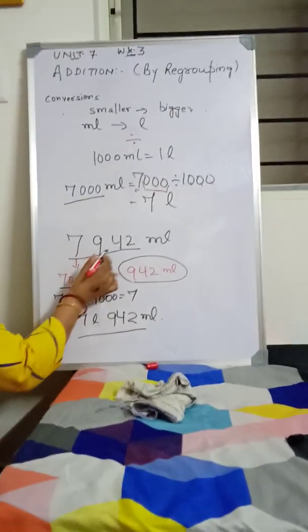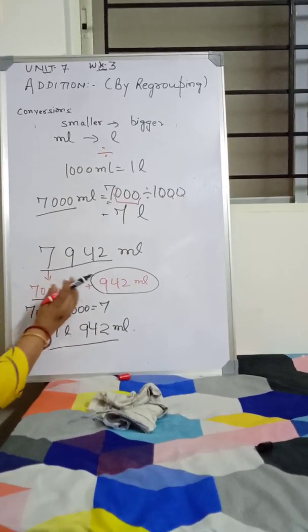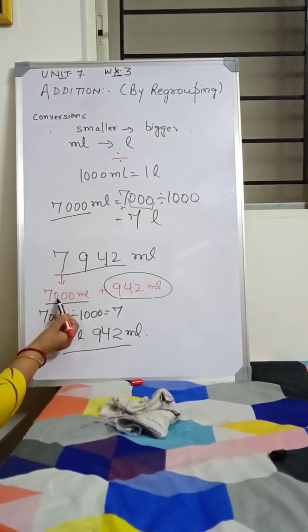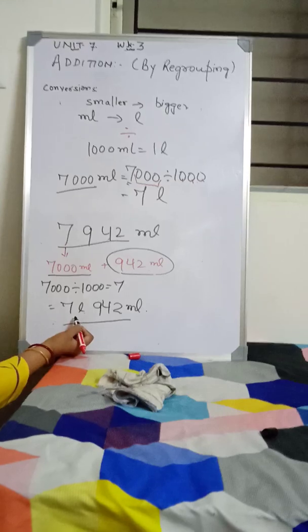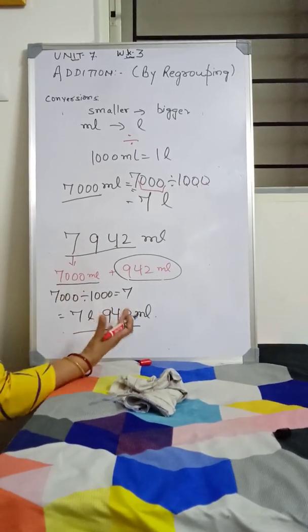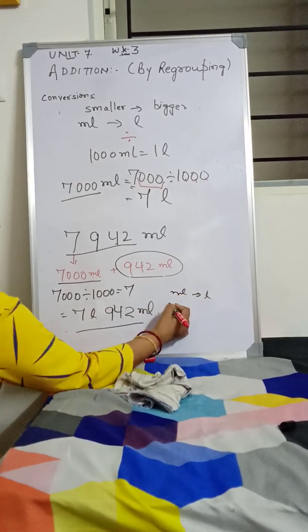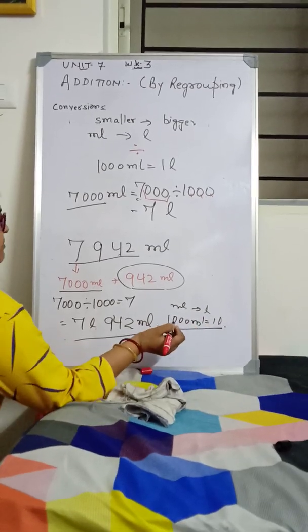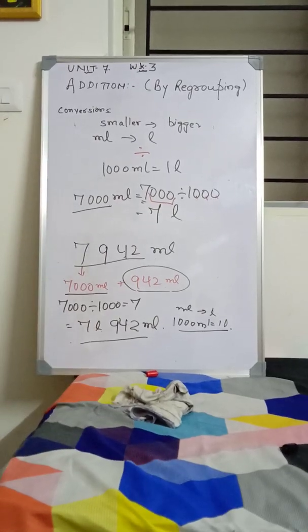How? Just split this number in two parts. One is 7000, the greatest place value digit, and then the rest of these hundreds, tens and ones are written together. Now this greatest place value digit, that is 7000, is converted from milliliter to liter. How? By dividing by 1000. What is the relationship between milliliter and liter? 1000 milliliter equals 1 liter. So always remember this relationship, so we will be able to do the conversion of capacity.